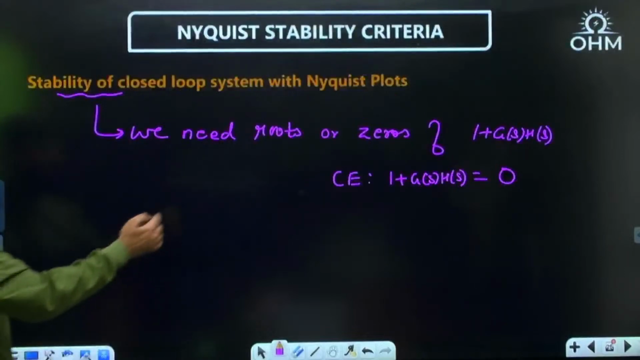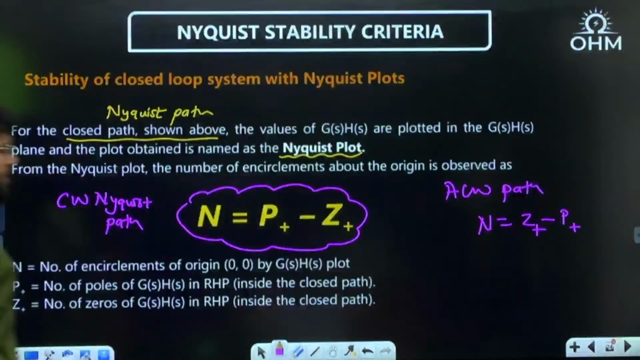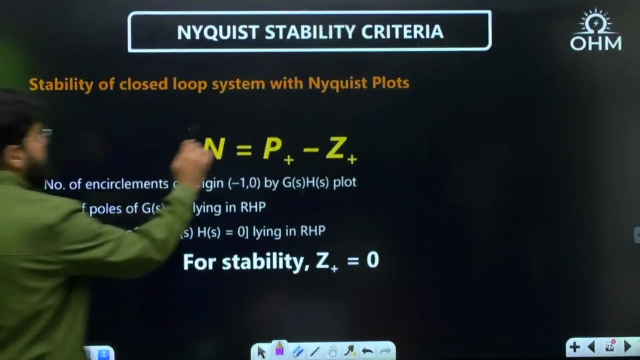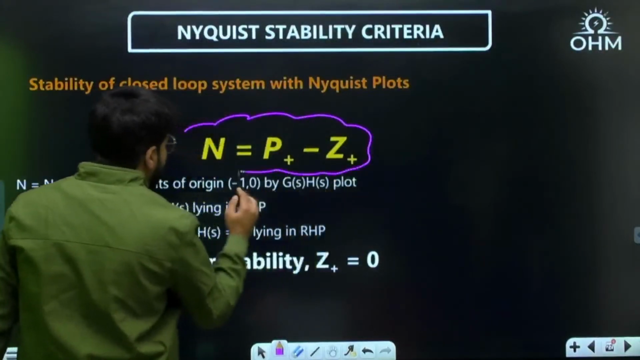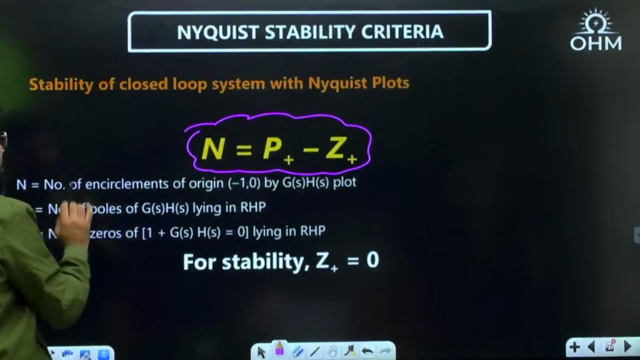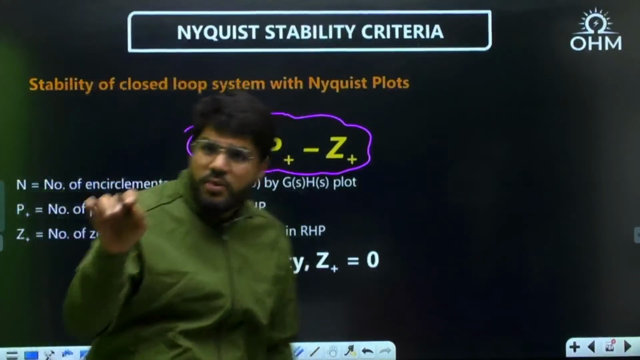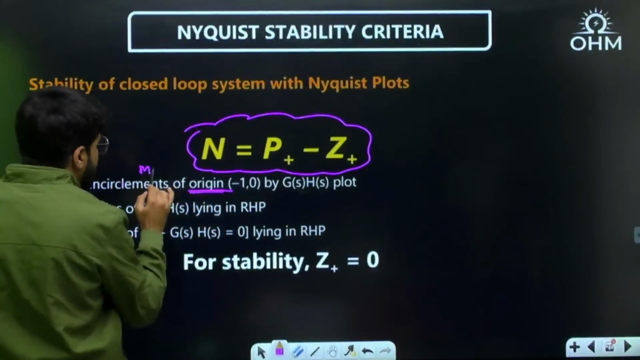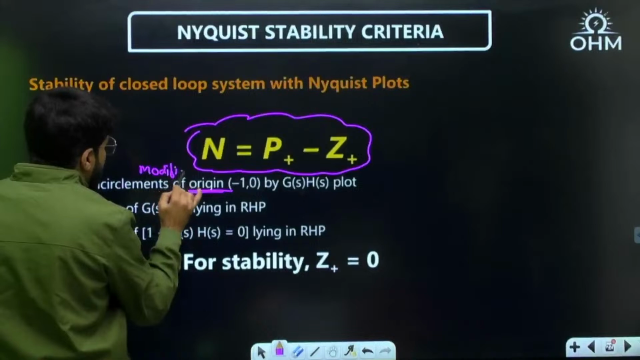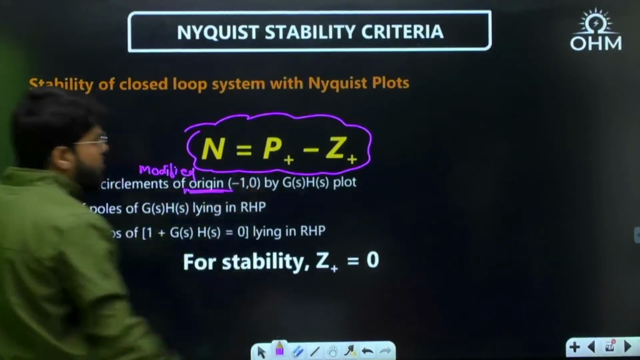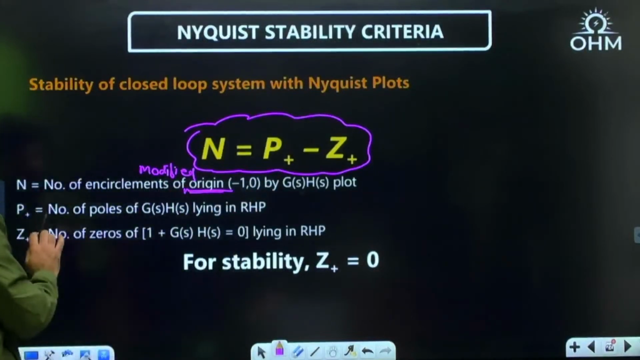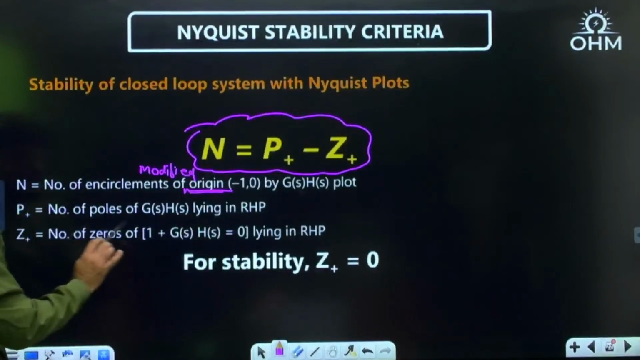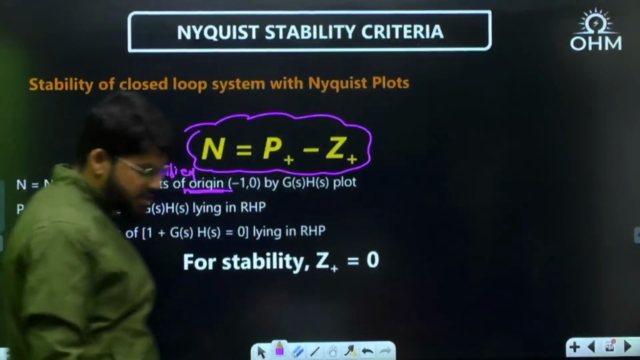Now the formula which I told you, N equal to P plus minus Z plus, I'm rewriting the formula. N equal to P plus minus Z plus, where N again means the same. N is the number of encirclements of origin, but which origin? Modified origin, minus 1, 0 by the G(s)H(s) plot. P plus will mean the same, poles of G(s)H(s) in the RHP. Z plus will be the zeros of 1 plus G(s)H(s) in the RHP.